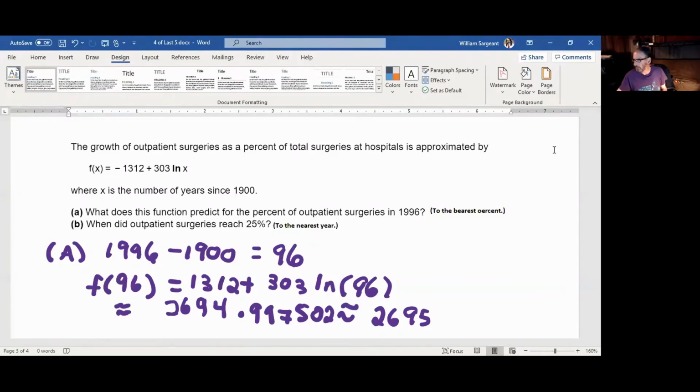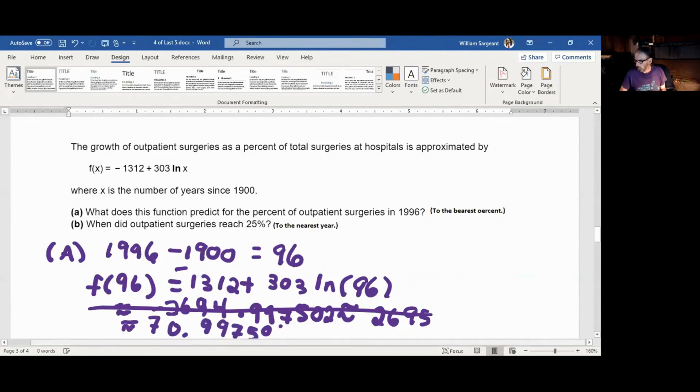I misread something there. That 1,312 is supposed to be negative. So luckily I did that one step at a time. After multiplying by 303, I had about 1,382. I'll take away that 1312, that'd be the same as adding a negative. That's coming up as about 70.997502, which would get rounded to 71. Again, you don't do any conversion here. That's already supposed to be thought of as a percent.